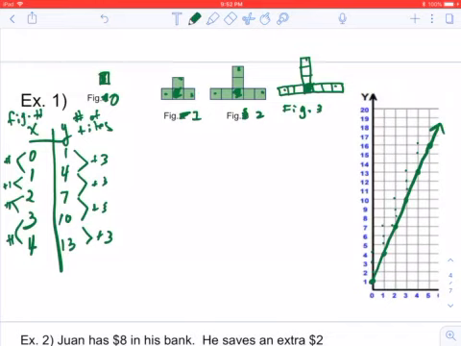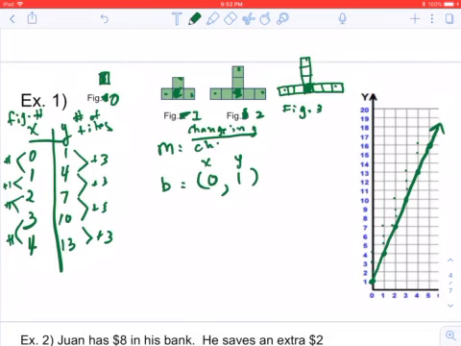So to get our equation, we need m, which is our rate of change or slope, and b, which is our starting amount. Let's start with that starting amount. So how many tiles did we start with in figure 0? Remember, x is always representing a figure number, so we're always going to have a 0 there. And then the y in this case is 1, so 0, 1. And then our slope, or our rate of change, we want to have the change in y over the change in x.